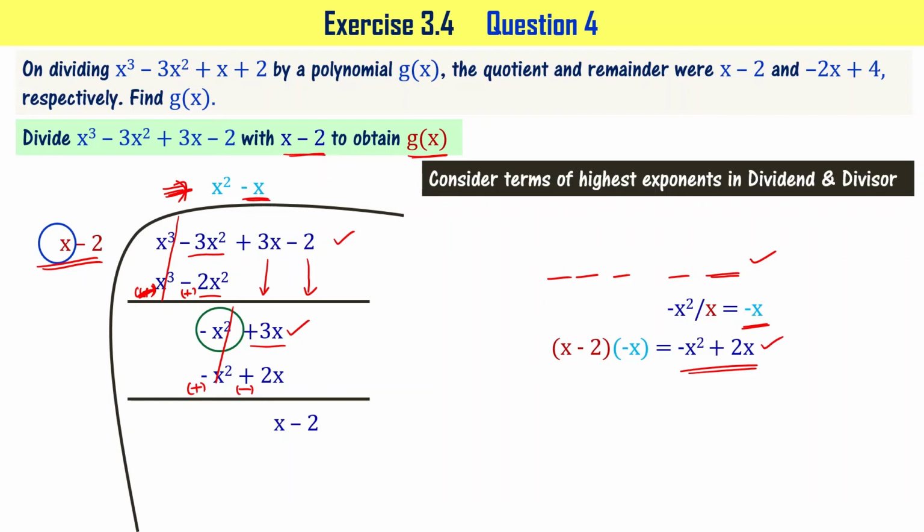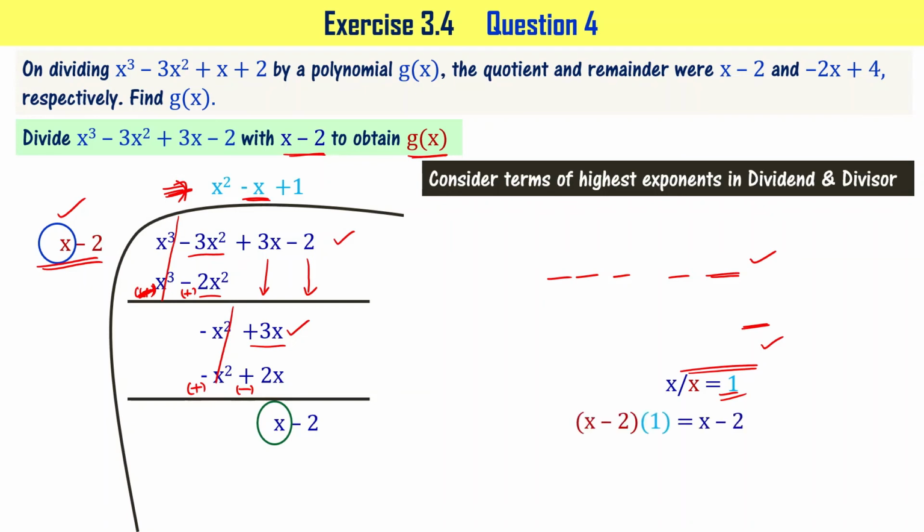Now let me divide this particular x with the x from the divisor so that the answer is 1. Let me write this plus 1 as part of the quotient now. So we have to multiply x minus 2 with 1. It is x minus 2. Let's subtract this x minus 2 from this x minus 2 so that you get the remainder as 0, right?